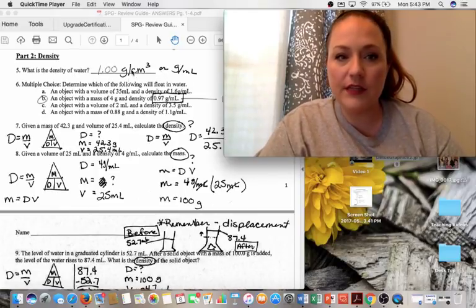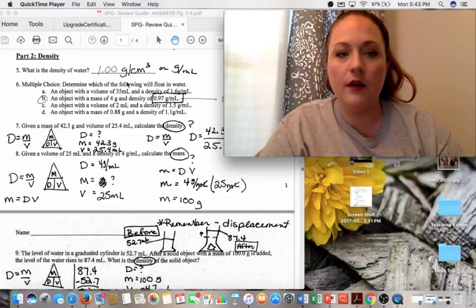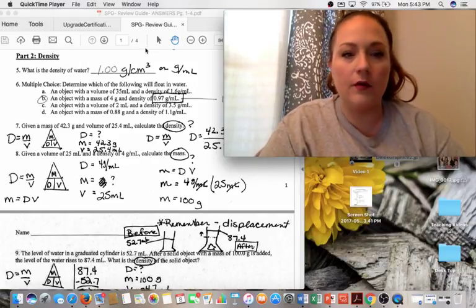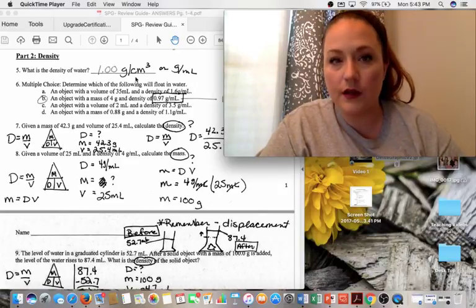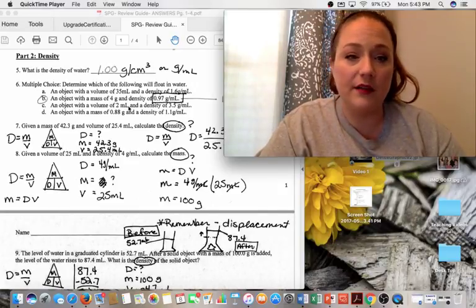Now, please focus that it's 1.00 grams divided by milliliters. I don't want you guys to focus on grams divided by centimeters cubed. I was just overthinking things and I wrote it, so please focus on 1.00 grams divided by milliliters.